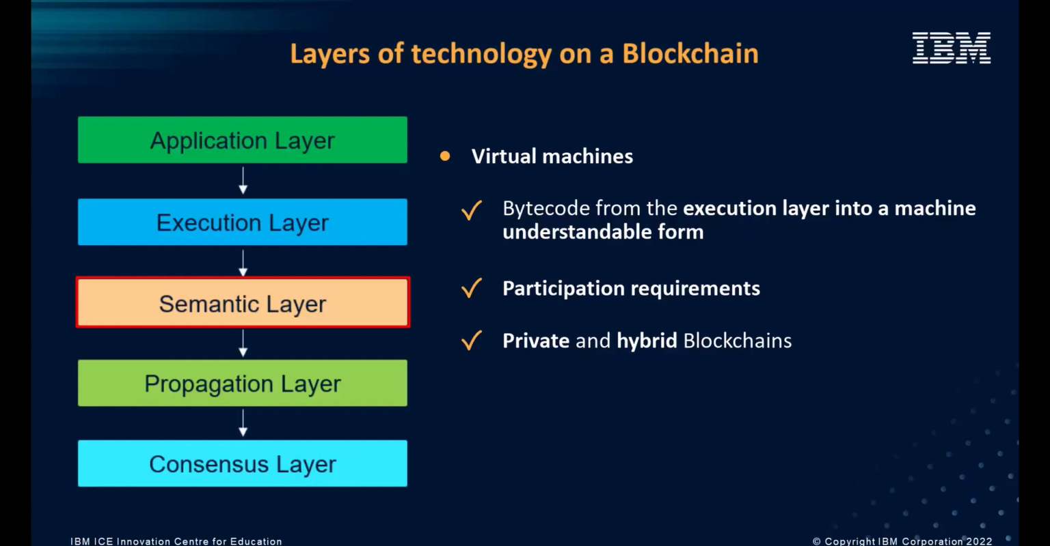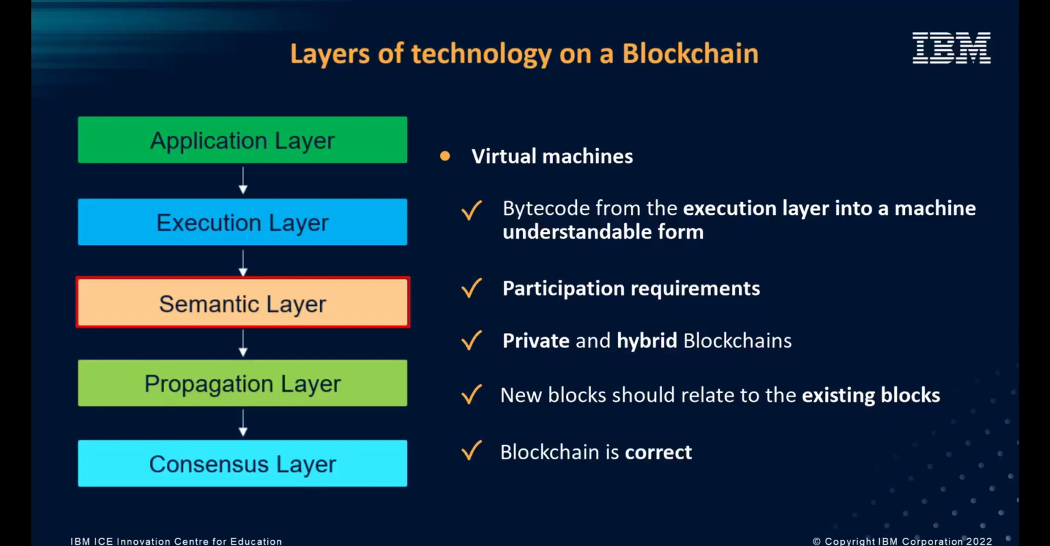This layer also provides the specification of how new blocks should relate to the existing blocks and a protocol to verify that the specifications are met. This ensures that the blockchain is correct, that is, blocks relate to each other correctly.